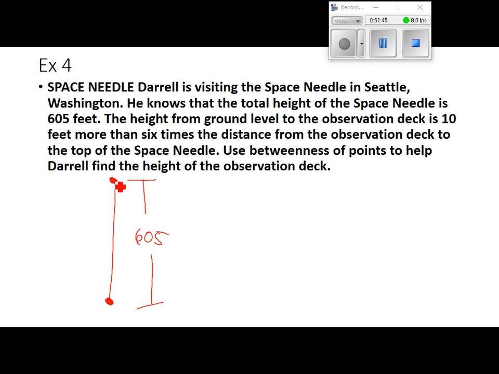What else do they tell us? The height from the ground level to the observation deck is 10 feet more. All right, slow down, because I'm getting confused already. So we got an observation deck somewhere on here, right? Yes. So we got our 2 points. That's probably going to be our third point, isn't it? Yeah. So let's put it on here somewhere. All right, now let's go. It is 10 feet more than 6 times the distance from the observation deck to the top of the Space Needle. Oh, now I'm really confused.